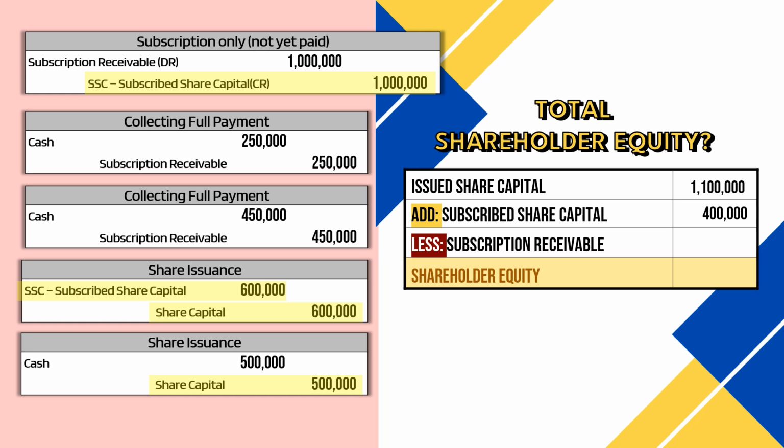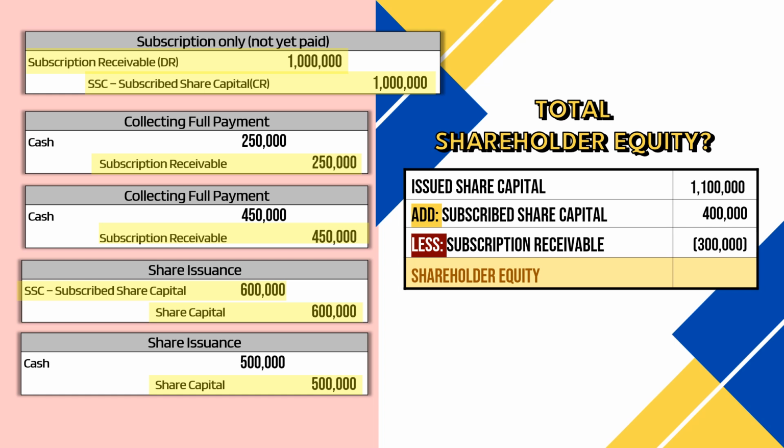So at this point, your subscription receivable starts at 1 million, but you reduced it by 250 and 450. So this 300,000 represents the 75% that has not yet been paid for the 4,000 shares. That's why it's not issued, right? So the basic idea here is 1.1 million of issued share capital plus your subscribed share capital, but you deduct the amount that has not yet been paid, which is basically represented by your subscription receivable.